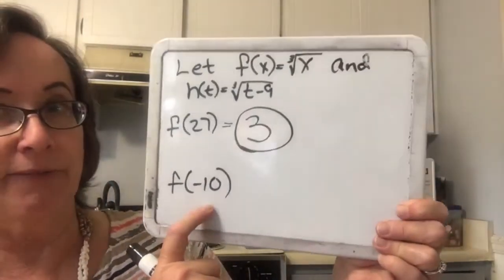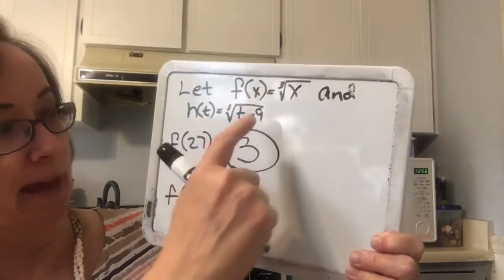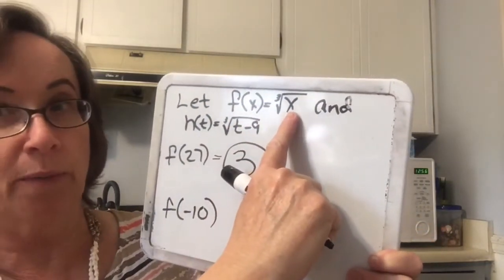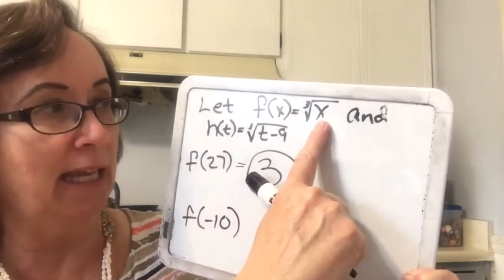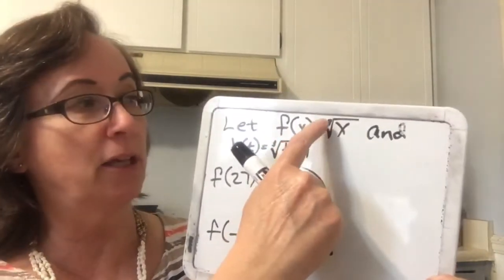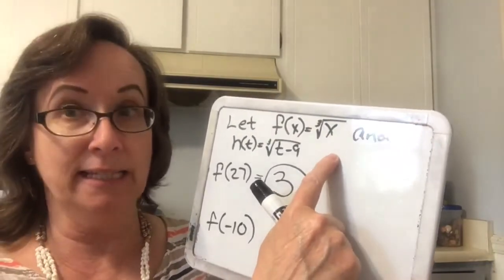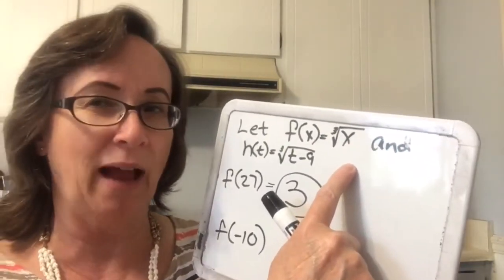When I plug in a negative 10, I'm going to use the f function again, as they noted. I'm going to go up to the f function. The cubic root of negative 10 is real because cube is odd. An odd root of a negative exists. It's on the number line, but it is irrational.